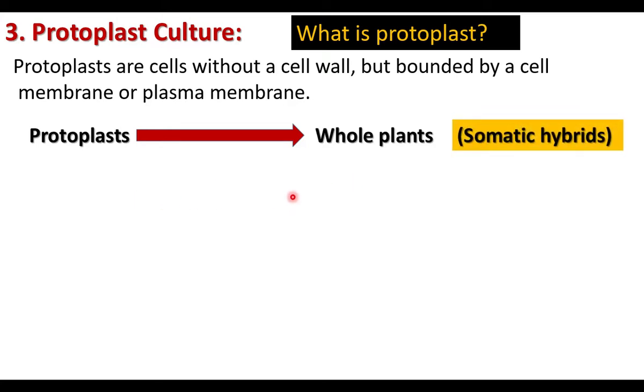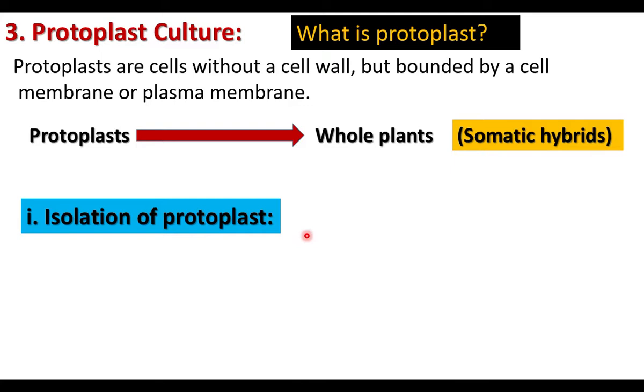When protoplasts of two different species are combined, the resulting plant is a somatic hybrid. Normally, in traditional method, a hybrid between potato and tomato is impossible, but here the protoplast of potato and tomato can be combined together, fused together to form somatic hybrids.